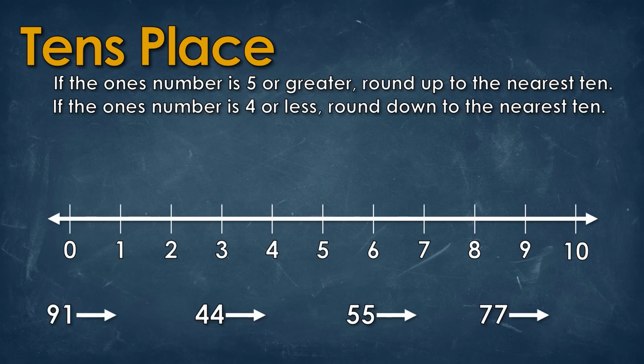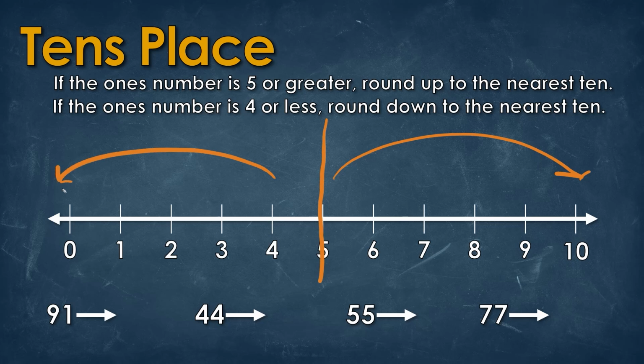Okay, all right, let's try a couple examples here. We got 91, so we'll start with 91. Okay, we could do a number line. Okay, remember in the number line, it's always going to be at the middle. From 5 or greater, we'll round up. If it's less than 5, so 4 to 0, we'll round down. Okay, so the ones number. What's the ones number in this? Well, it's a 1.